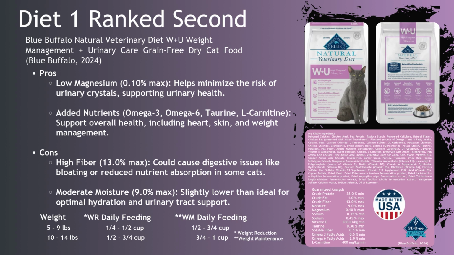The pros to this: low magnesium, 0.10% maximum, helps minimize the risk of urinary crystals, supporting urinary health. Added nutrients, omega-3, omega-6, taurine, and carotene, support overall health, including heart, skin, and weight management. Cons to this: high fiber, at 13% max, could cause digestive issues like bloating or reduced nutrient absorption in some cats. Moderate moisture was 9.0% max, slightly lower than ideal hydration for a cat with a urinary tract infection.